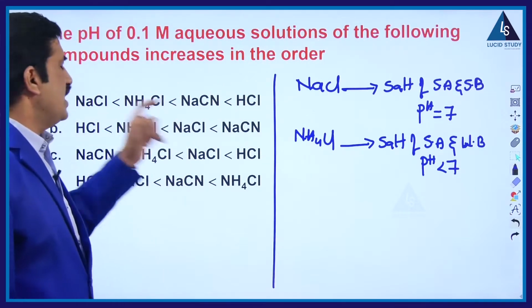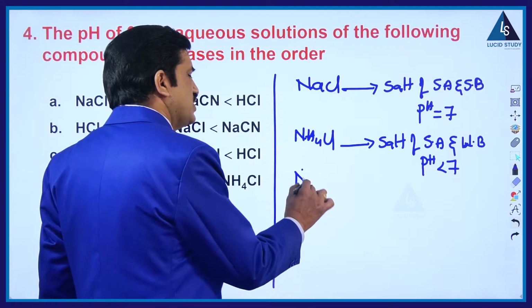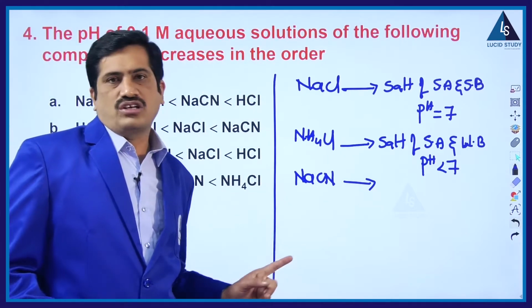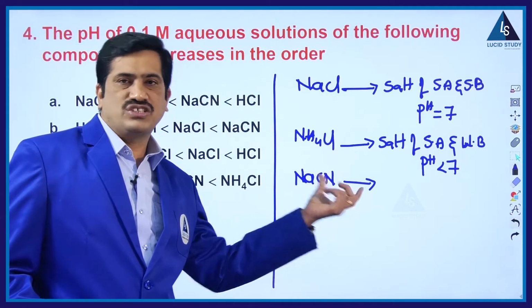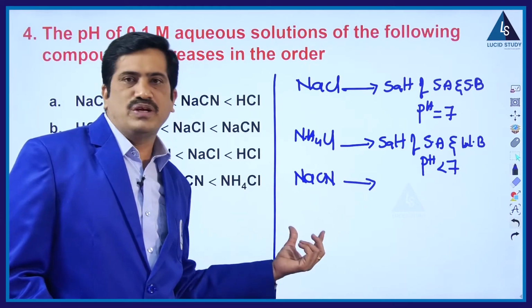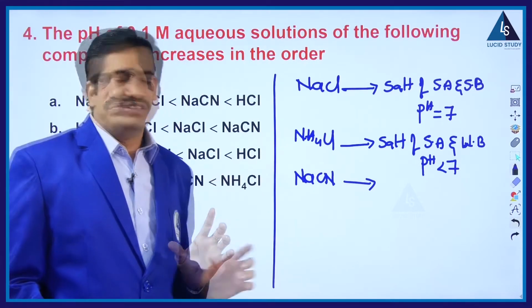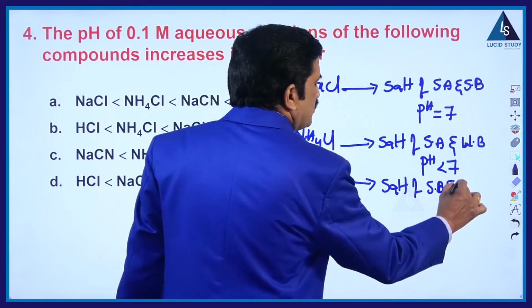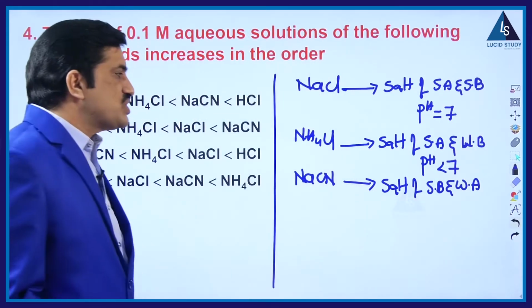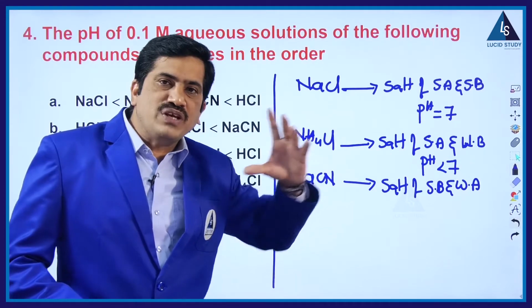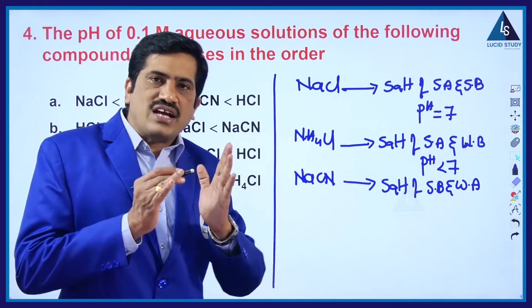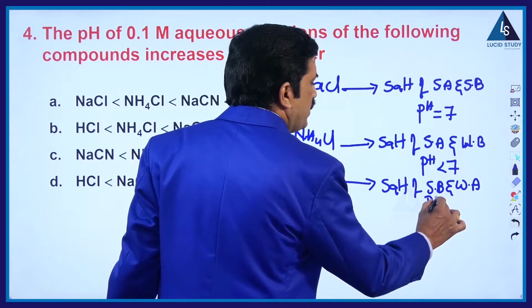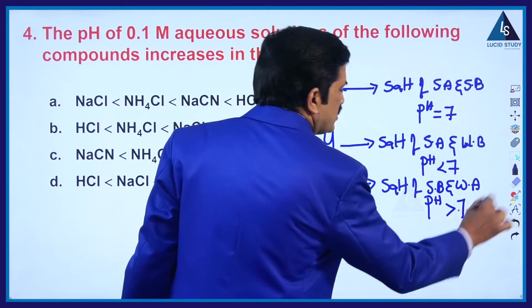Third one is NaCN, sodium cyanide. Sodium cyanide is the salt of sodium hydroxide and HCN. Sodium hydroxide is a strong base, HCN is a weak acid. This one is the salt of a strong base and a weak acid. When you take the salt of a strong base and a weak acid in aqueous solution, its pH value will be more than 7. So therefore here the pH value is greater than 7.